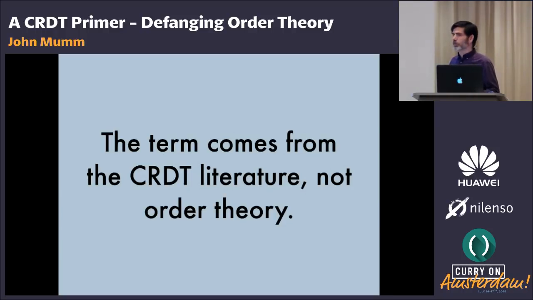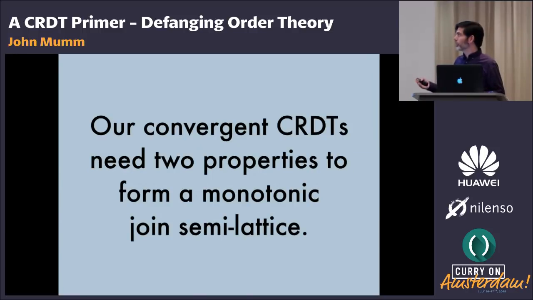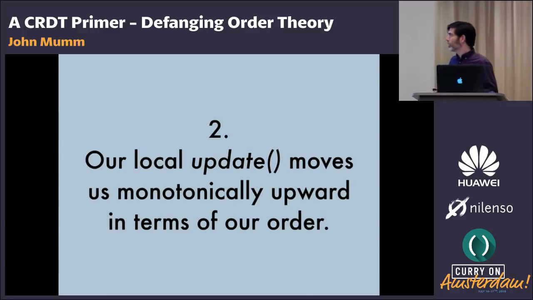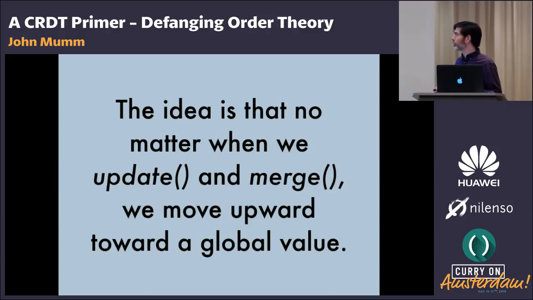So this term comes from the CRDT literature, from the 2011 Shapiro paper I'll link to. It doesn't actually come from order theory, but our convergent CRDT is going to need 2 properties to form one of these monotonic join semilattices. On one hand, our states need to form a join semilattice with merge acting as our join. And this is exactly what we've been looking at, so hopefully this is familiar by now. Now the other property is that our local update needs to move us monotonically upward in terms of our order. So this has been implicit, but I haven't talked about it. But the idea here is that no matter when we update and merge, we move toward a global value.